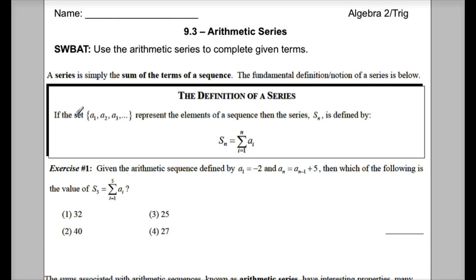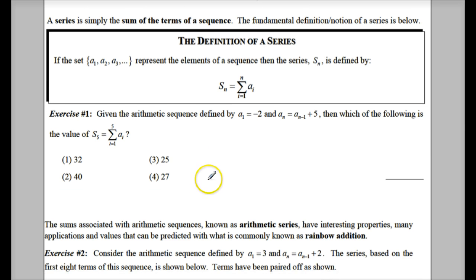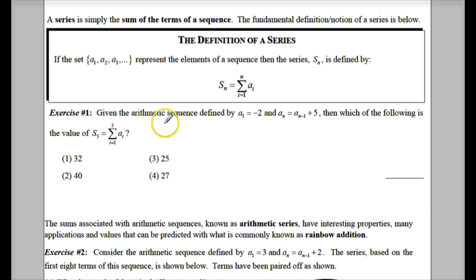The fundamental definition or notation is this, what we see. You've been able to see the sigma notation, and it just means the sum. Question says, given the arithmetic sequence defined by a sub 1 is negative 2 and a sub n, this whole thing there, then which of the following is the sum of 5? Now, I know a1 is negative 2.